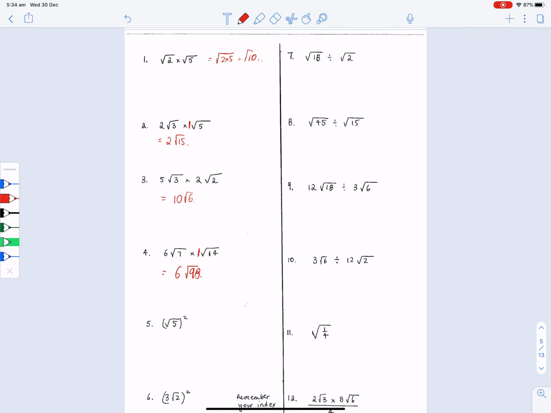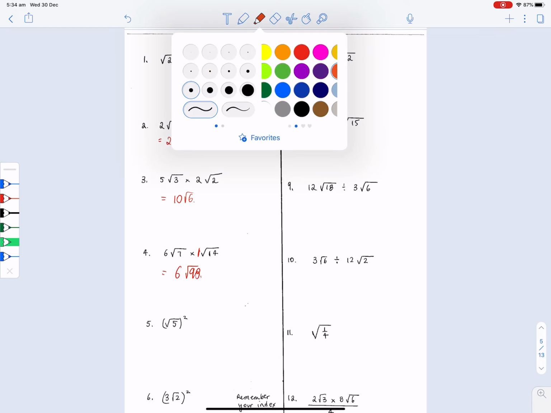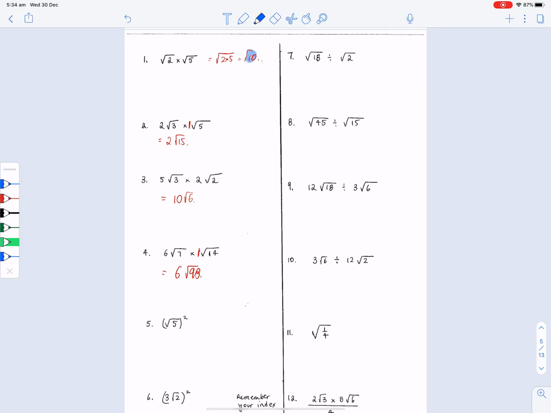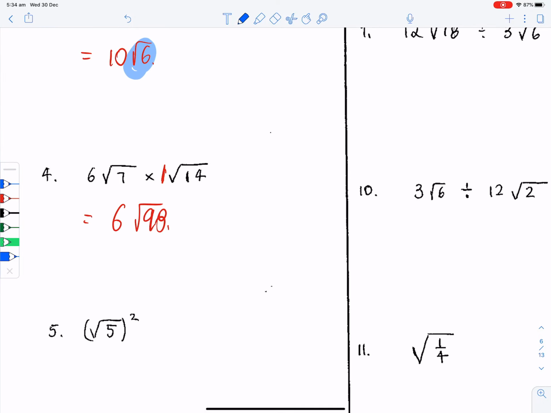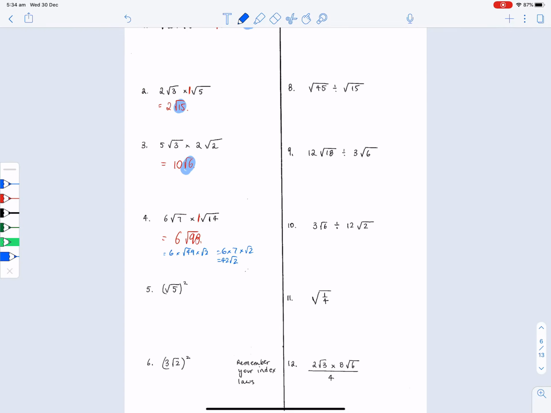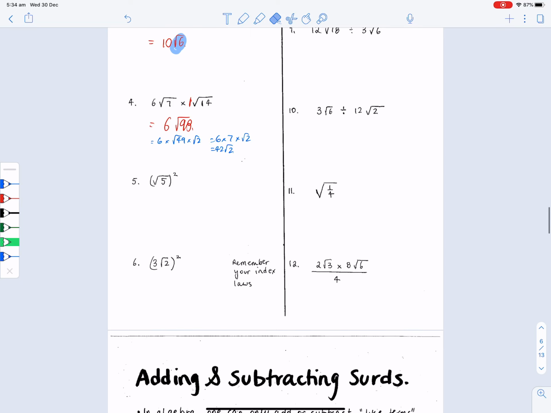Now, what's important to remember, if you have a look at our final answers, is root 10 can't be simplified anymore. Root 15 can't be simplified anymore, so they stay as they are. Root 6 can't be simplified anymore. However, in this case, root 98 can be simplified. So this should be... this is why I said before, you've got to be really good at simplifying surds because it comes up a lot in the rest of the chapter.